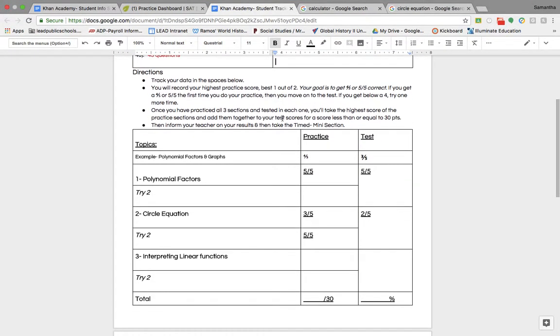So what I want to go ahead and do is write that down here, here, and here. I'm going to give you some time to go ahead and write that down. This time you're writing down polynomial factors, circle equations, and interpreting linear functions. Let's go ahead and write those down again. About 10 more seconds. Remember polynomial factors, circle equations, and interpreting linear functions. Great.